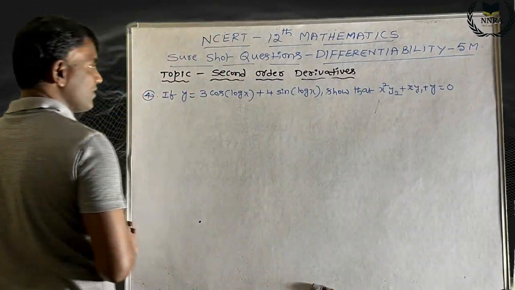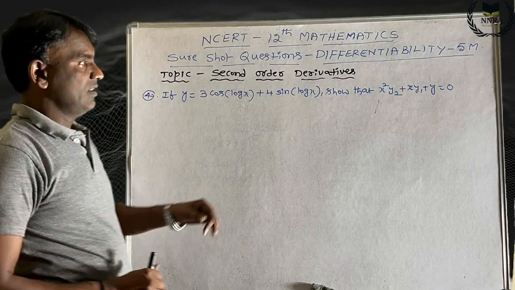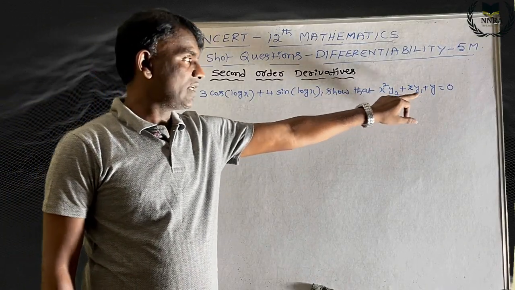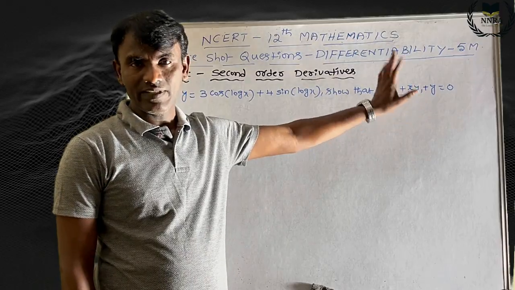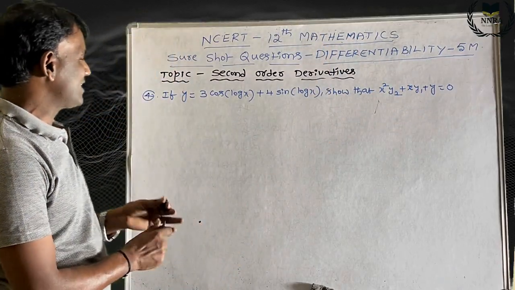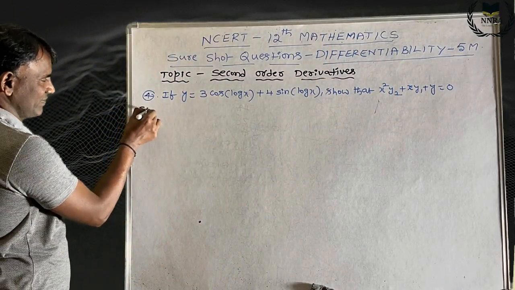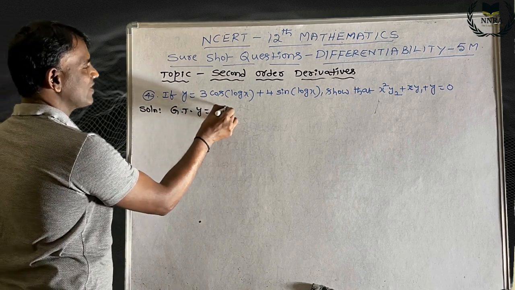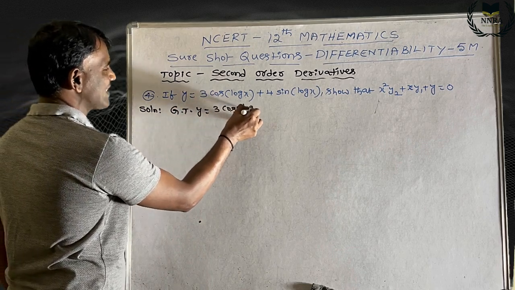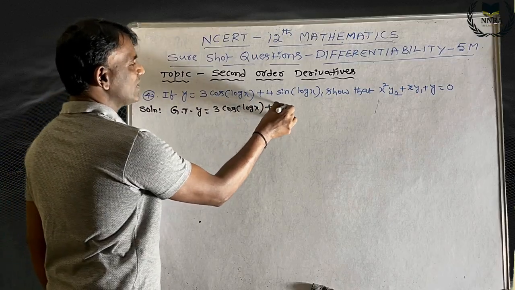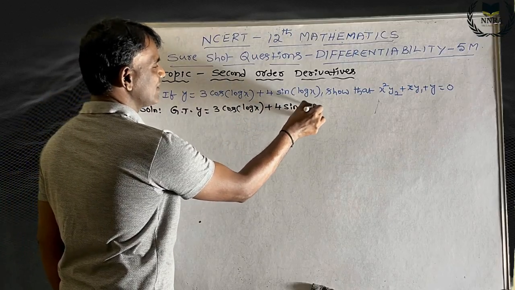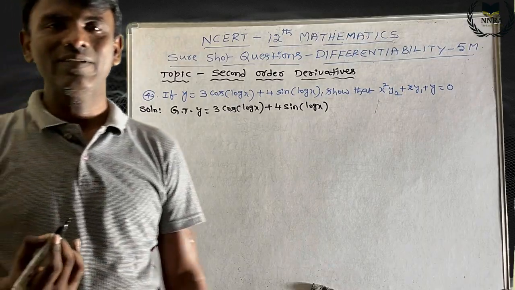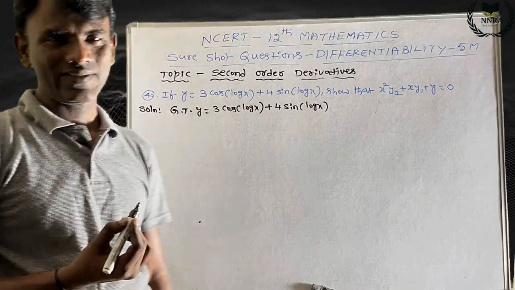Okay, now this is the fourth question. y2 means second order derivative d square y by dx square. y1 means first order derivative dy by dx. Okay. Now what is the given value here? Given that y equal to 3 into cos of log x plus 4 into sin of log x. So according to the required value, we'll find dy by dx and d square y by dx square, right?